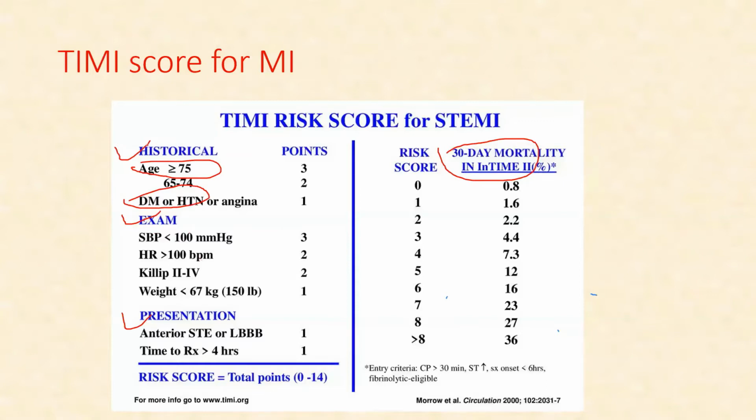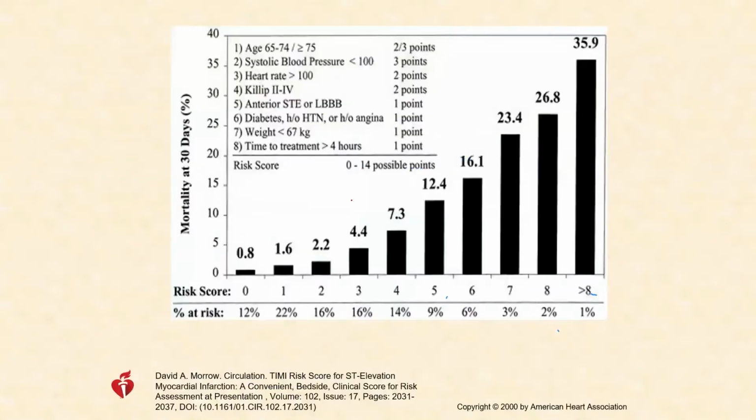Then in TIMI score for MI, we have systolic blood pressure less than 100 given 3 points because hypotension with STEMI is serious. Heart rate more than 100 is given 2 points. Killip class, which defines the level of congestion, is given 2 if it's 2, 3, and 4. If the patient is of low body weight, it is given 1. Anterior STEMI or left bundle branch block is 1. Time to treatment more than 4 hours is given 1. Okay, and here are the risk of mortality at 30 days.